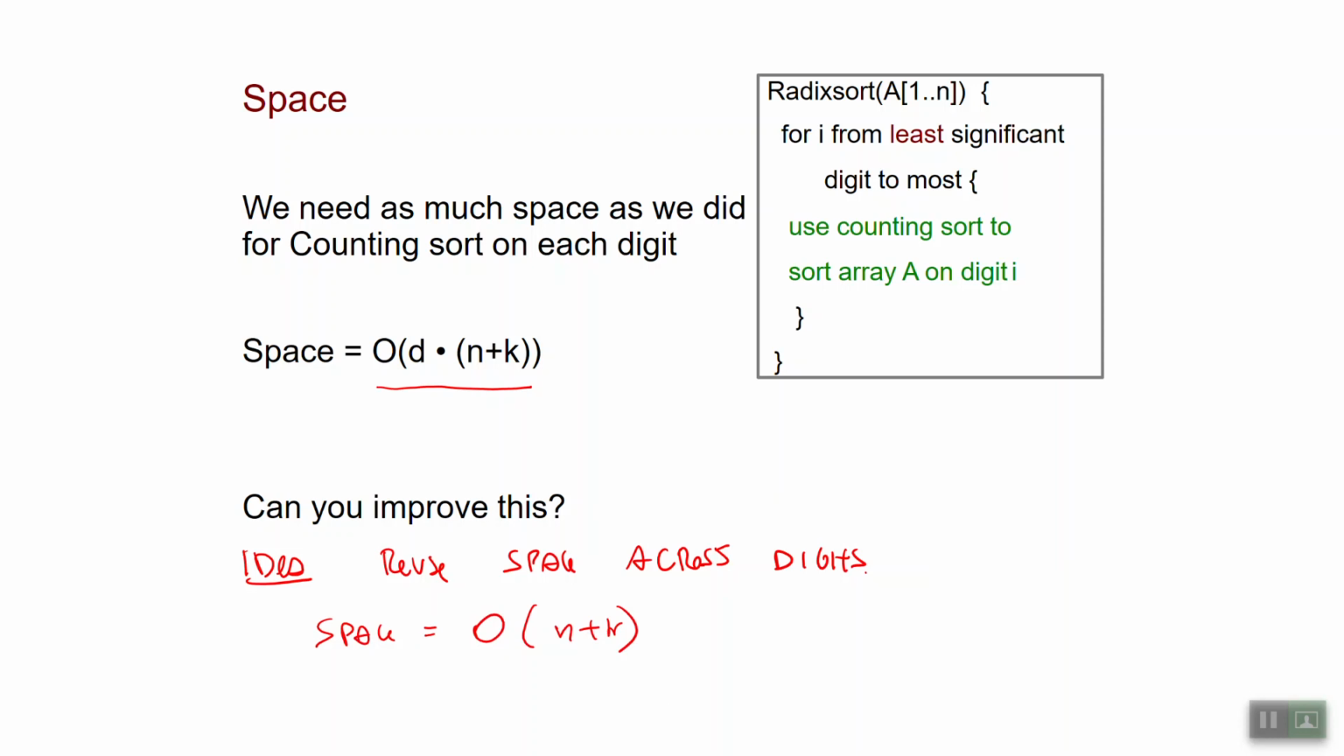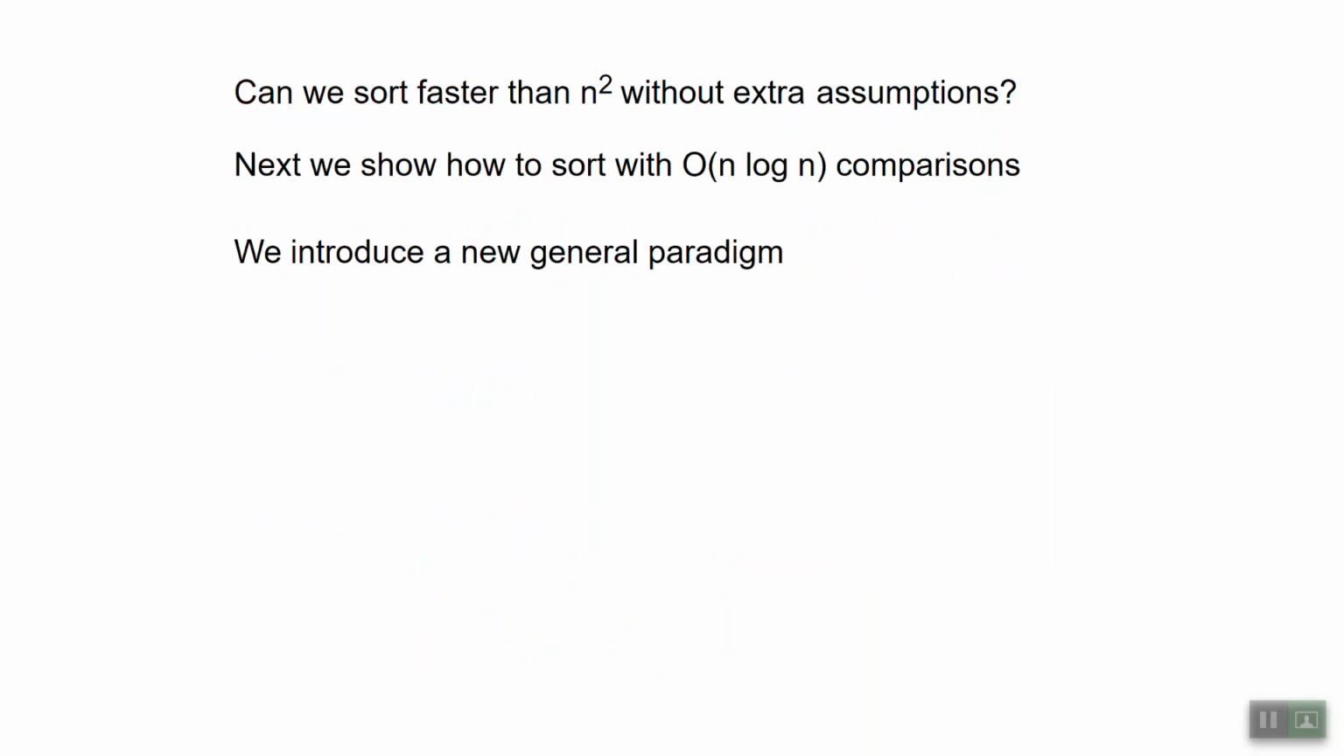So we are seeing some very fancy ways in which you can sort in linear time, but we need additional assumptions like the numbers are small. So a natural question is whether you can sort faster than what you can get with bubble sort, which gives n squared without extra assumptions. And in fact, later in this class, we're going to show how to sort with just order of n log n comparisons. Okay, so not linear, but pretty close to linear if your comparisons are fast. And we use that as an excuse to introduce a new general paradigm, divide and conquer, which we're going to see in the next lectures. That's it for now.